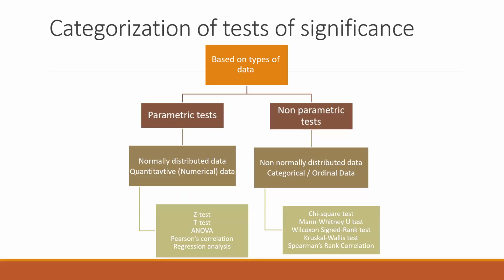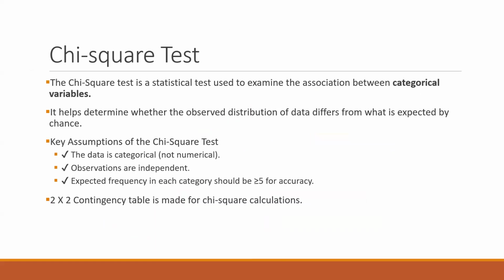So we have completed the parametric tests, and now we are going to cover the chi-square test, followed by the comparison of parametric and non-parametric tests. The chi-square test is a statistical test used to examine the association between categorical variables. That is the most important difference. It helps determine whether the observed distribution of data differs from what is expected by chance.